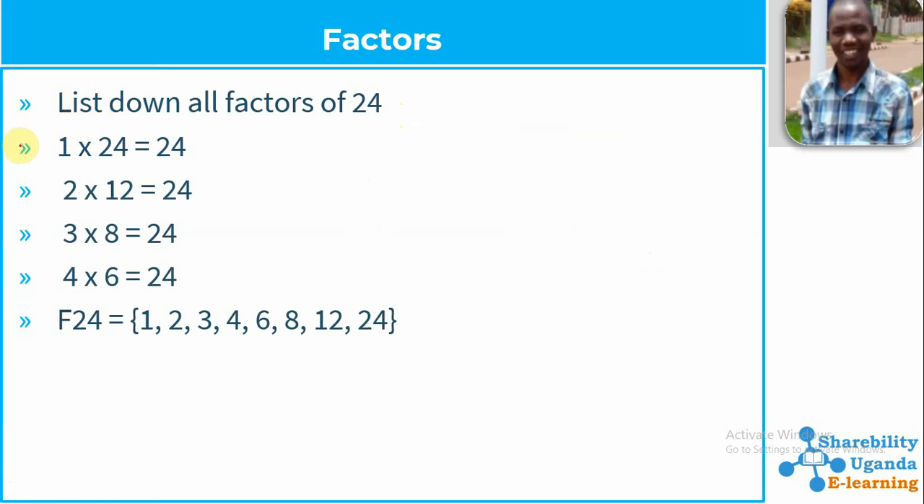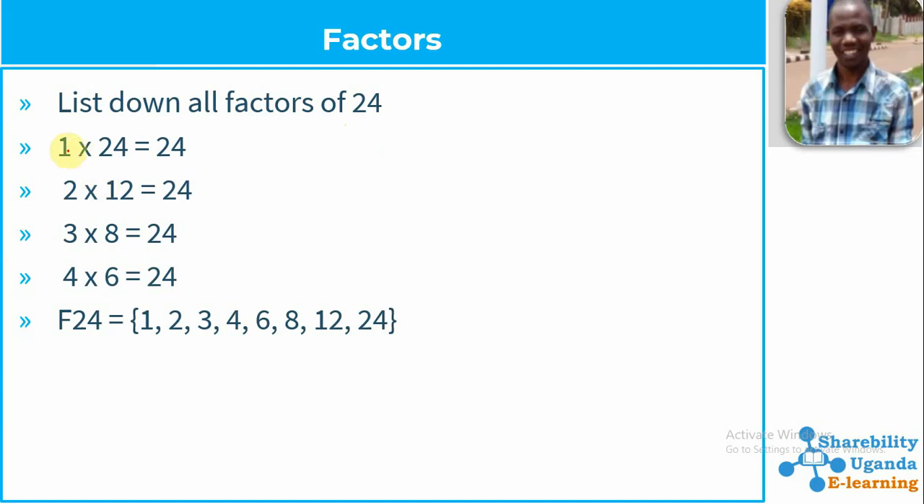To get the factors of 24, we get those numbers which when multiplied give us 24. For example, we start with 1. We say 1 times 24, we get 24. When we say 2 times 12, we still get 24. 3 times 8, we still get 24. Then 4 times 6, we still get 24. So that simply means that any number that is multiplied by another to get 24 will be considered to be a factor of 24.